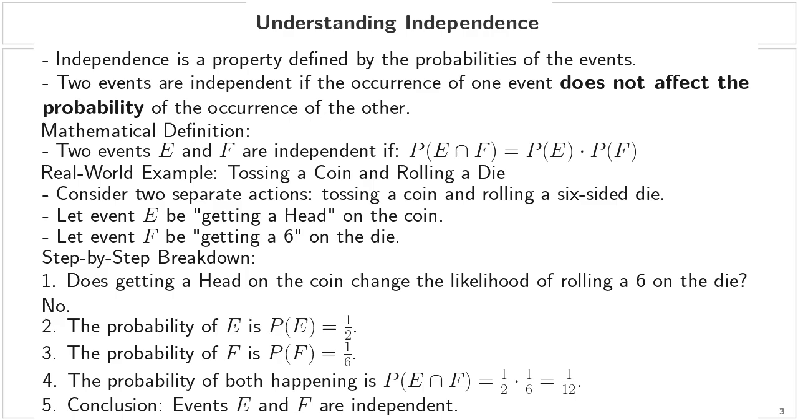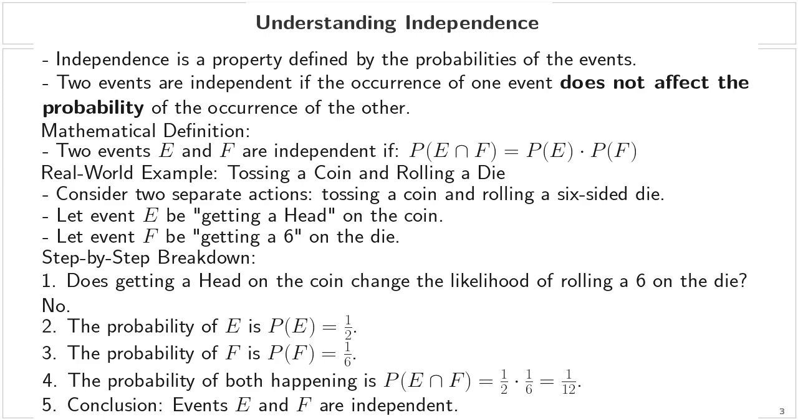First, ask yourself, if I toss the coin and it lands on heads, does that change the likelihood of the die landing on a 6? The answer is no, the die doesn't care what the coin did. Now, let's look at the numbers. The probability of event E, or getting a head, is 1/2. The probability of event F, or rolling a 6, is 1/6. To find the probability of both happening together, the probability of E intersection F, we multiply them. 1/2 times 1/6 gives us 1/12. Because the probability of both occurring is exactly equal to the product of their individual probabilities, we can officially conclude that events E and F are independent.